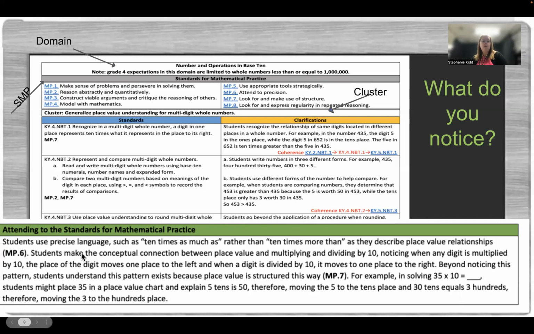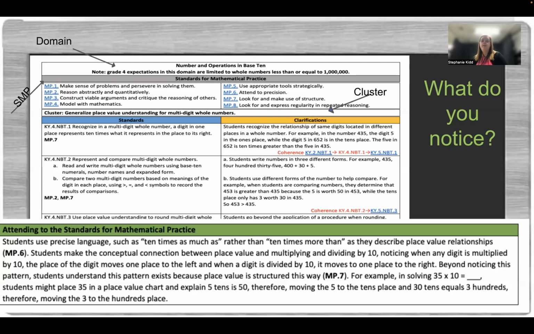And if you look down here, we're going to start right here, which says students make the conceptual connection between place value and multiplying and dividing by 10, noticing when any digit is multiplied by 10, the place value of the digit moves 1 place to the left. And when the digit is divided by 10, it moves 1 place to the right. Beyond noticing this pattern, students understand this pattern exists because place value is structured this way. Now, that gives you an understanding of what we're looking for when we're attending to these math practices.